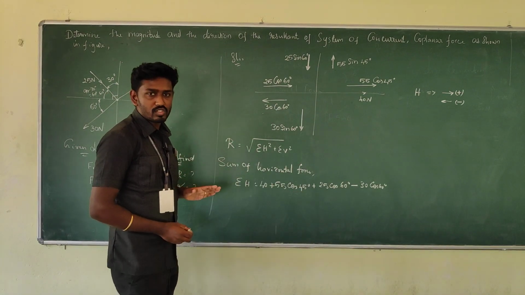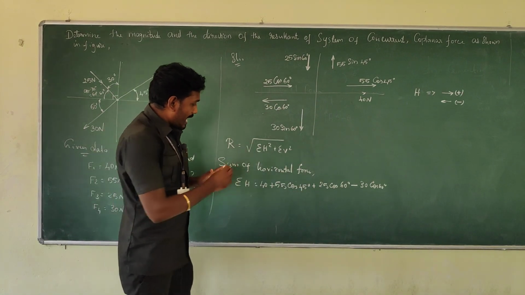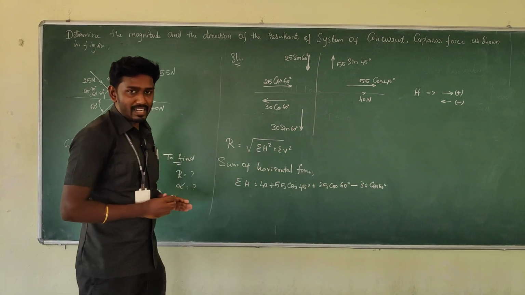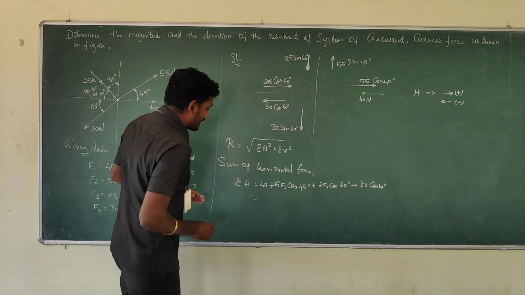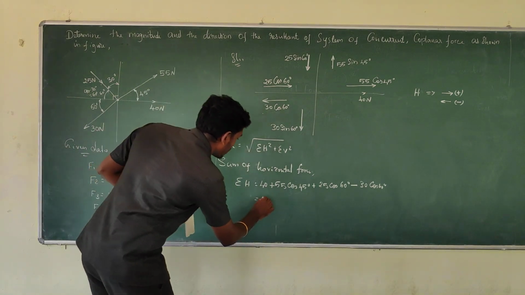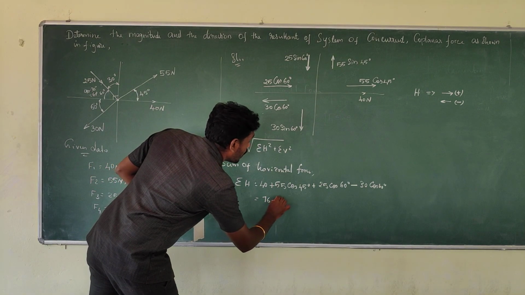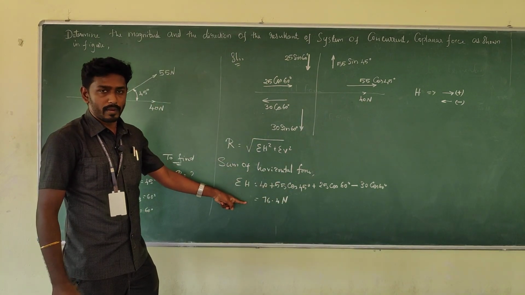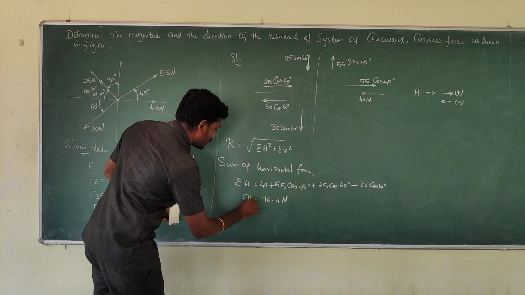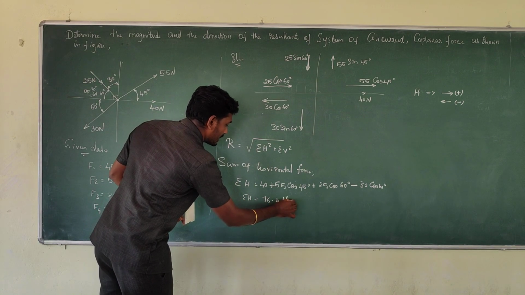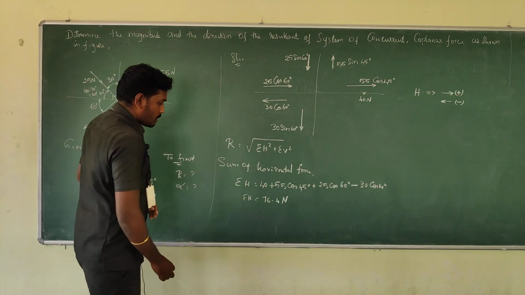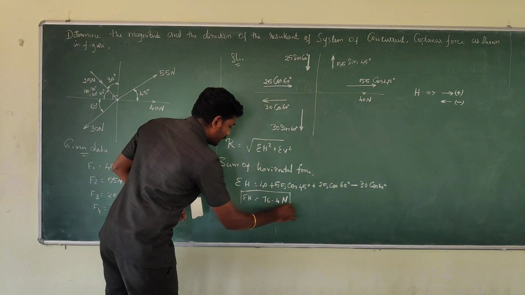Any other horizontal forces there? No, right? So after that, just calculate it on your calculator, so that you will get the summation of H value as 76.4 Newton. Okay, 76.4 Newton. Always forces are denoted in the unit of Newton. Okay, fine.